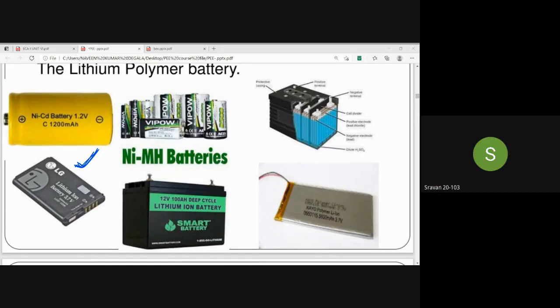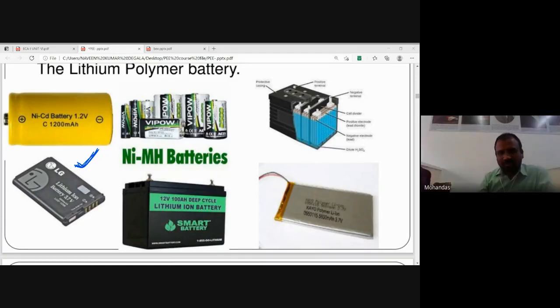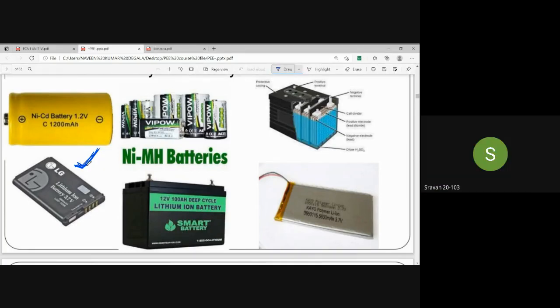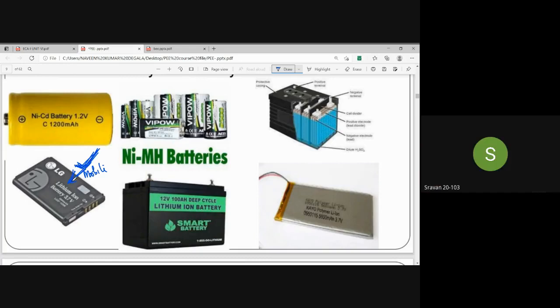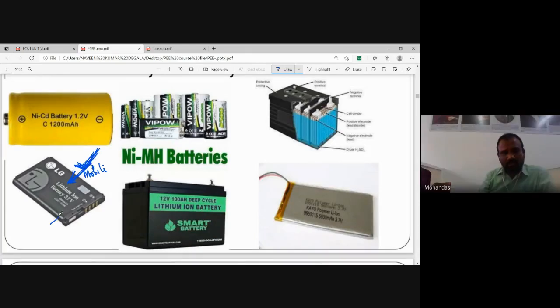Yes, sir. Where can you see this type of battery? Have you seen this type of battery anywhere? Yes, sir, in mobiles, automobiles. This is a battery in a mobile. We are getting power for the mobile with the help of this battery.